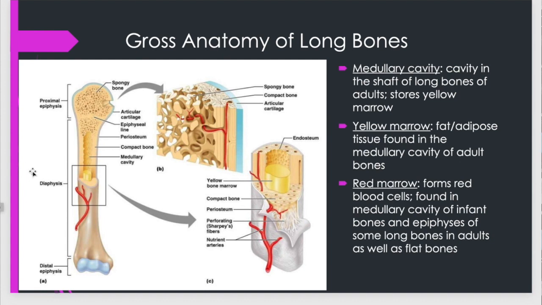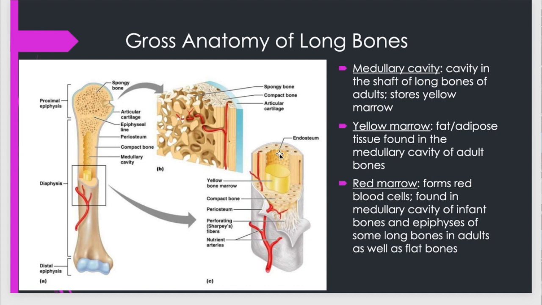Next, we have the medullary cavity. You can see it in here, this bone marrow, the yellow bone marrow that was in there. It was hollowed out in this part, so you could see the medullary cavity. Yellow bone marrow is fat or adipose tissue, so it's kind of energy storage. And then we have red marrow, and that is going to be where our blood cells form.